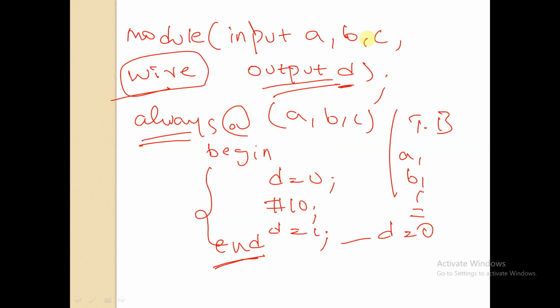If he had given output reg, then the answers are correct: at 0 time units we will get the value of D, and after 10 time units we will get the value of D is equal to 1. So this thing we should be careful about. Is this clear? Yes, thank you.